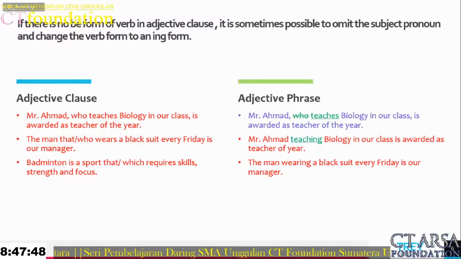Badminton is a sport requiring skill, strength, and focus. Yes. Say again.